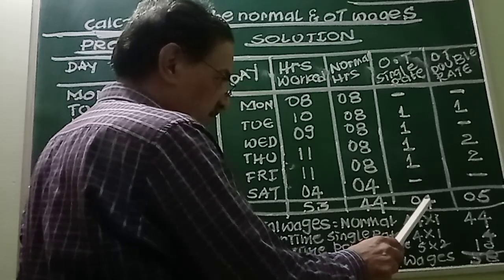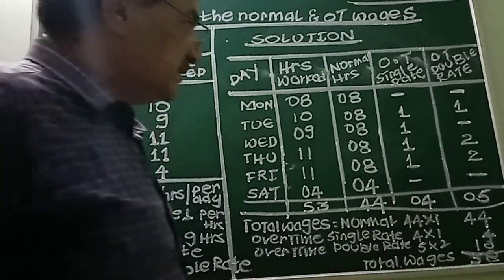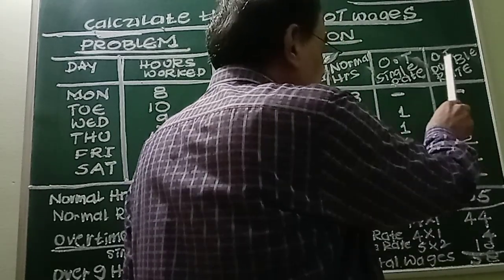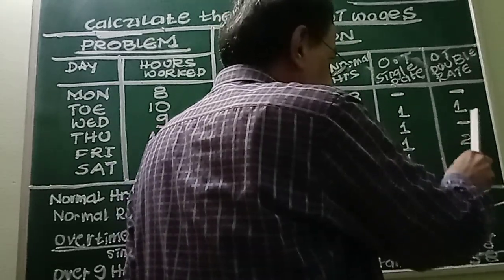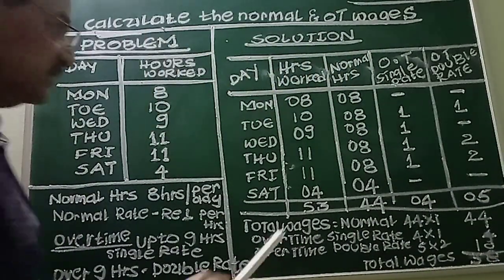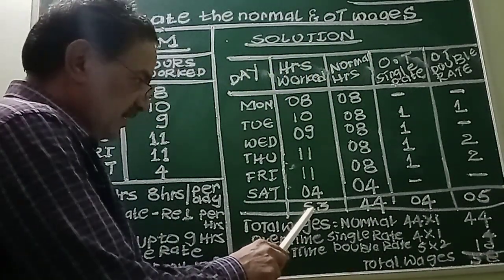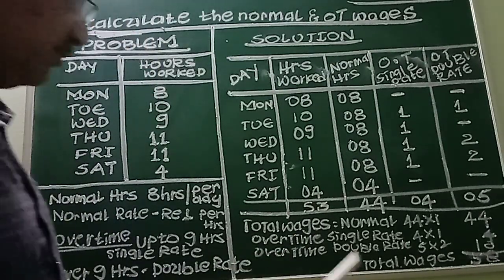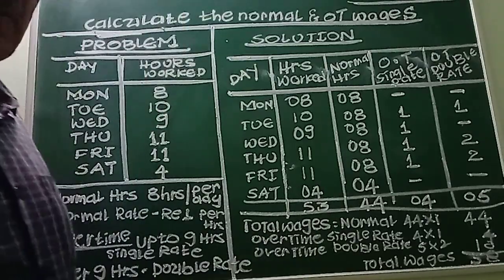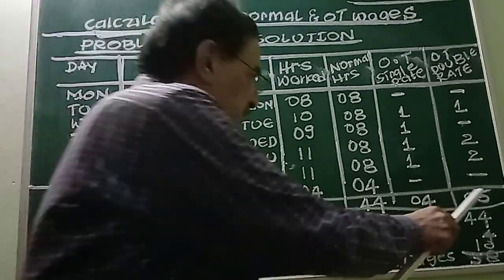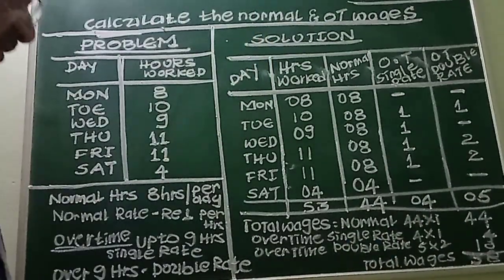So 44 plus 4, 48. The remaining thing is OT at the double rate: 1 plus 2 plus 2 is equal to 5. This is a very important thing. See, total hours worked is 53. We are going to segregate it into 3 parts. One, it will be paid on the normal basis: 44 hours at the normal rate, single rate 4 hours and double rate 5 hours. So this we have calculated with this table.